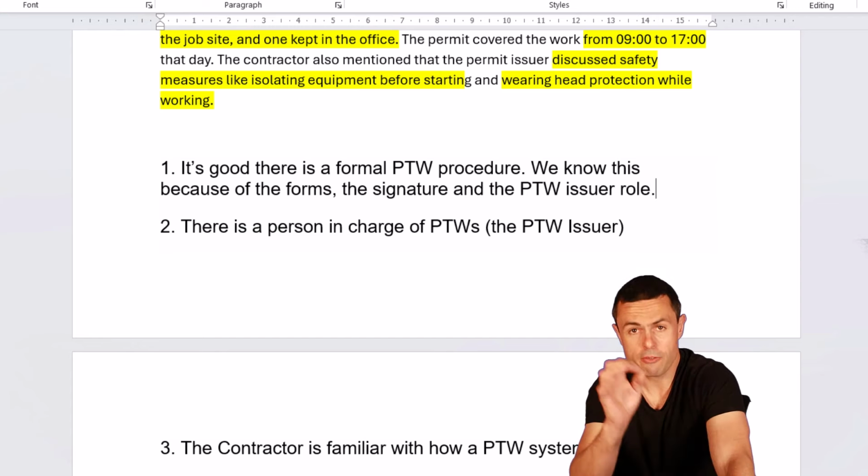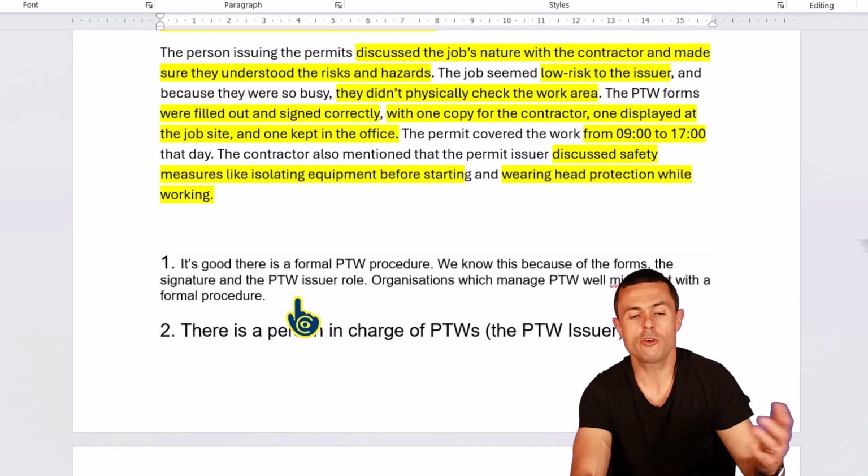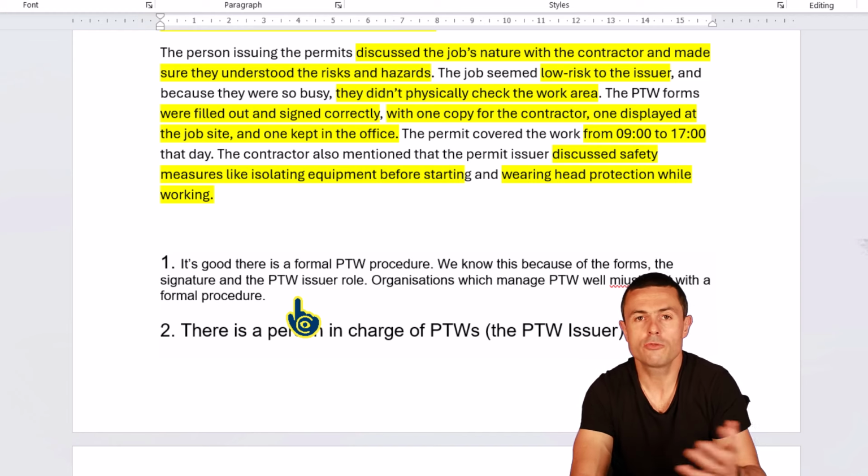And my explanation, always link it back to the question if you can. I'm trying to comment on the factory's application of their permit to work system. I'm trying to express my opinion on whether they're doing permit to work well or badly. So it's good that there's a formal permit to work procedure, as of course formal organizations which manage PTW well start with a formal procedure. And if I were to shrink that down into a normal font size, let's say 12 or 11, all I've got is 2 to 3 lines.